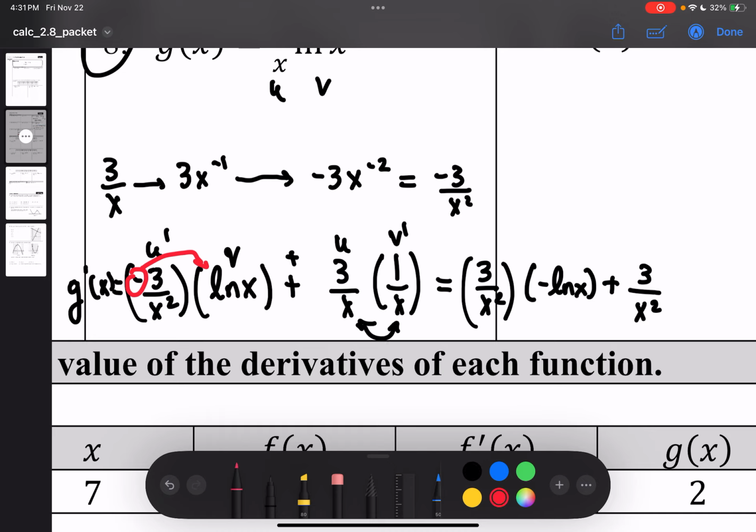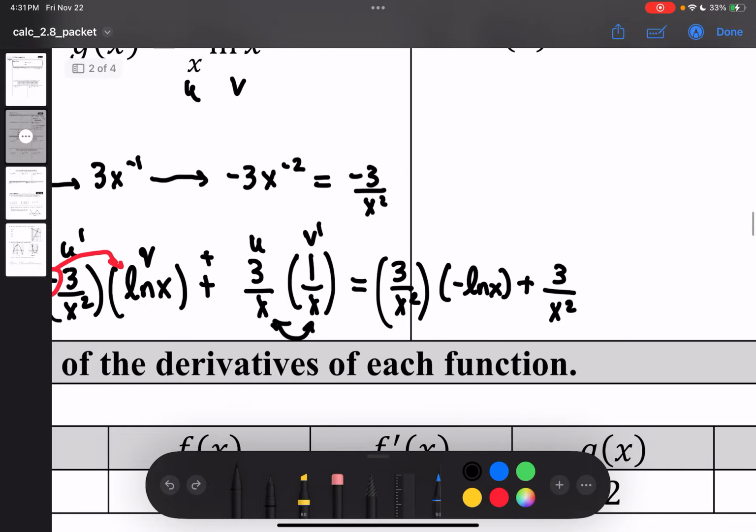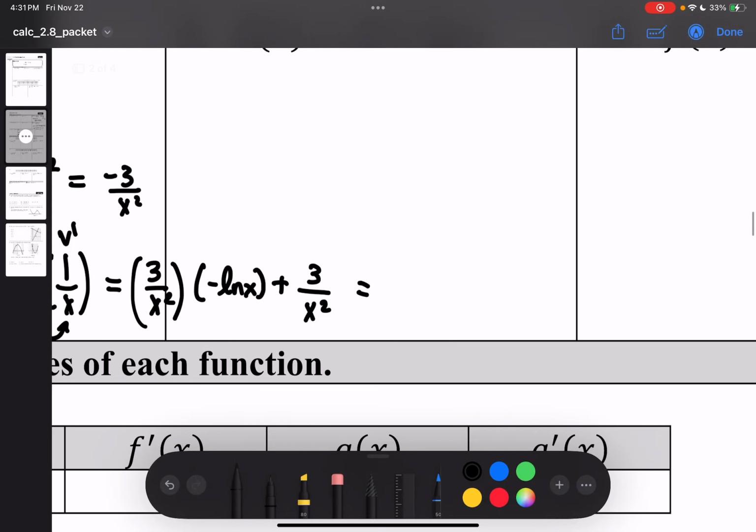Now, over here, you can notice that you can literally take 3 over x to the power of 2 as a common factor. So your final simplified answer will be 3 over x to the power of 2. Now, what are the two pieces that you're going to take? You're going to take minus ln x, and then you're going to take over here as 1, because it's literally the same as the common factor you've taken out.